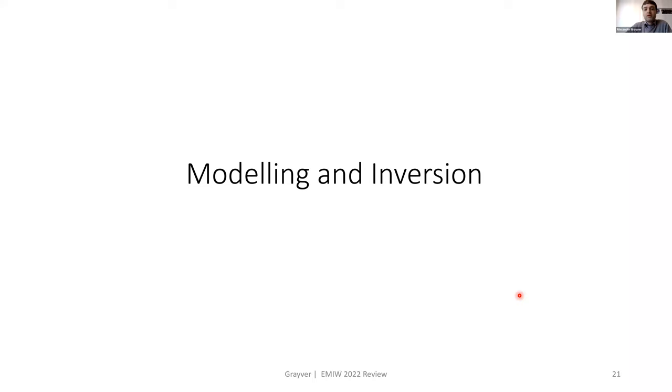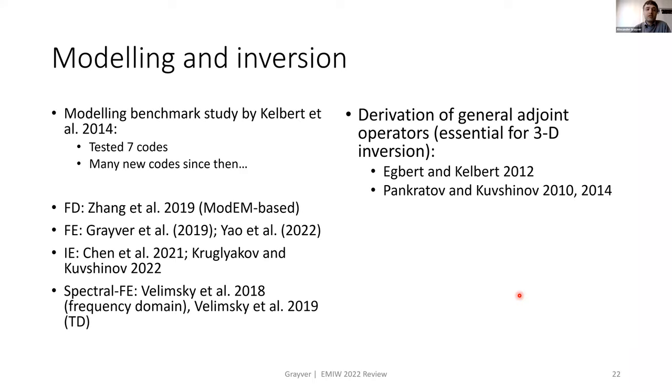Let's now move to the modeling and inversion and see what has been done in this part of the field. And again, a lot has been done. I think that the progress is generally staggering compared to what was there 10 or a little bit more years ago. First of all, there were some collective benchmark studies, such as the study by Kelbert, who tested 7 global induction codes. However, there have been many new codes, or the existing codes have been developed much further.